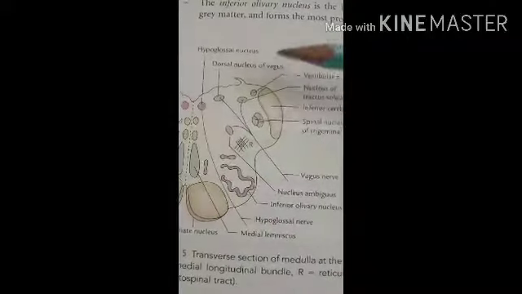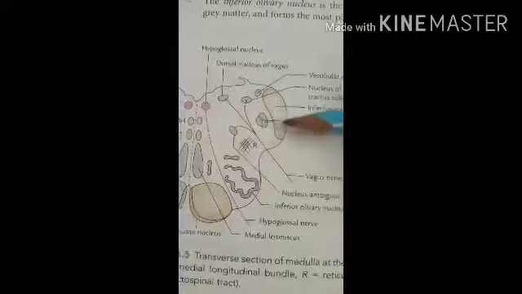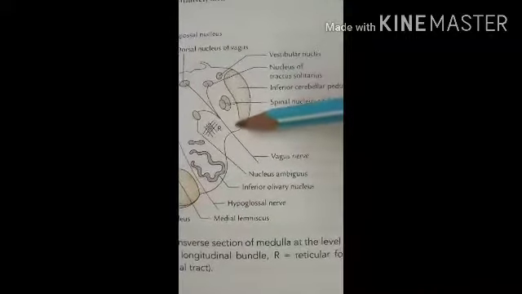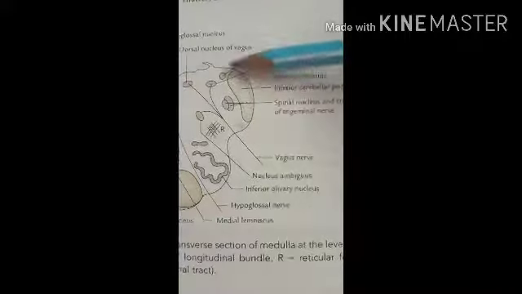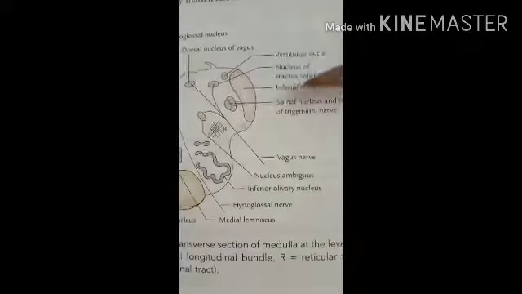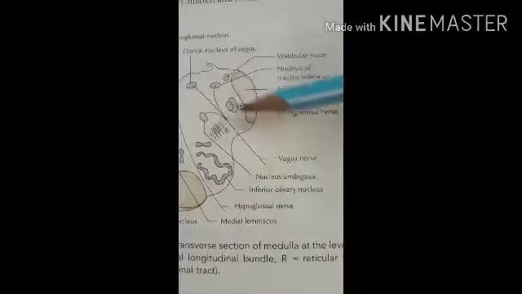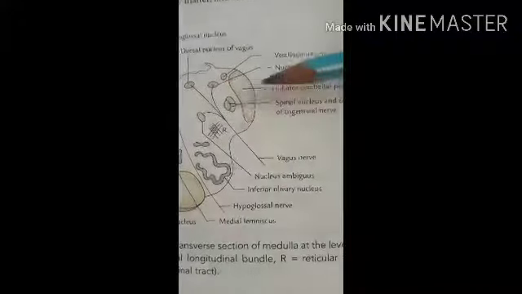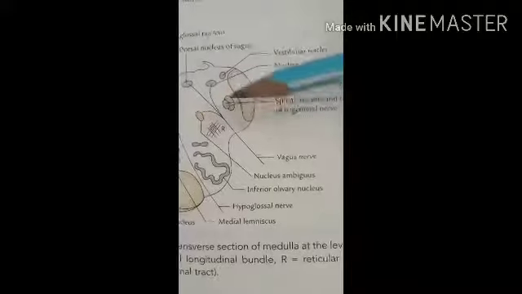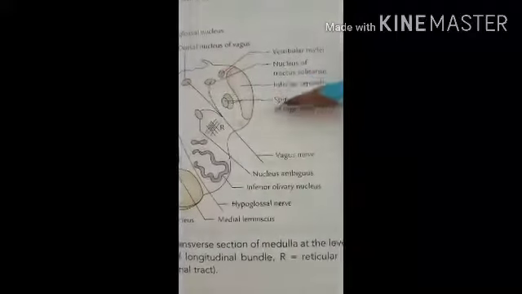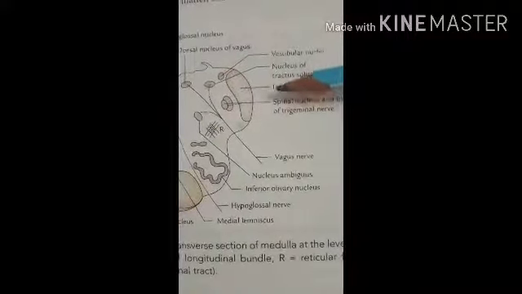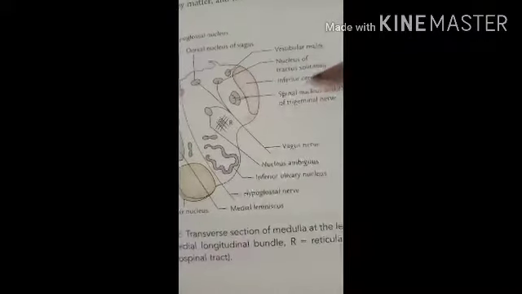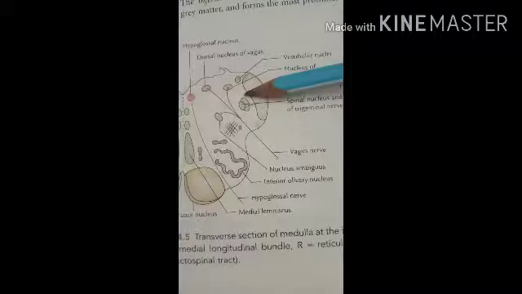Then the cochlear nuclei should be present below the inferior cerebellar peduncle, in this region. The vestibular nucleus should be present above the inferior cerebellar peduncle, and the cochlear nucleus below the inferior cerebellar peduncle. Then the inferior cerebellar peduncle occupies the posterolateral part. Here you can see the inferior cerebellar peduncle.